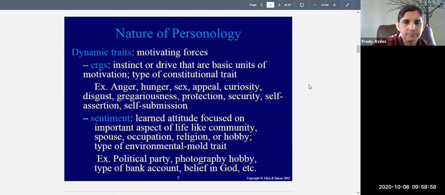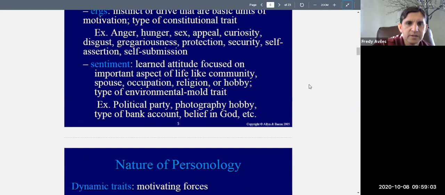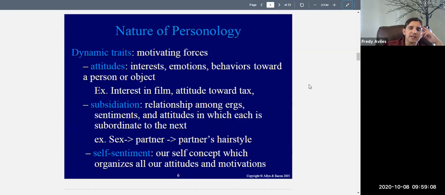So these are all dynamic traits: ergs and sentiments. And let's talk about other dynamic traits. There are other things that also motivate behavior. Your attitudes are also dynamic traits. Attitudes are interests, emotions, and behaviors toward a person or object. So attitudes basically have to do with how you feel about certain things.